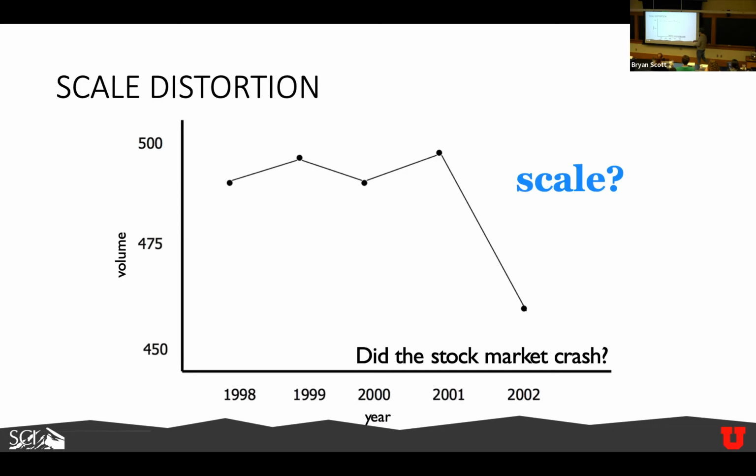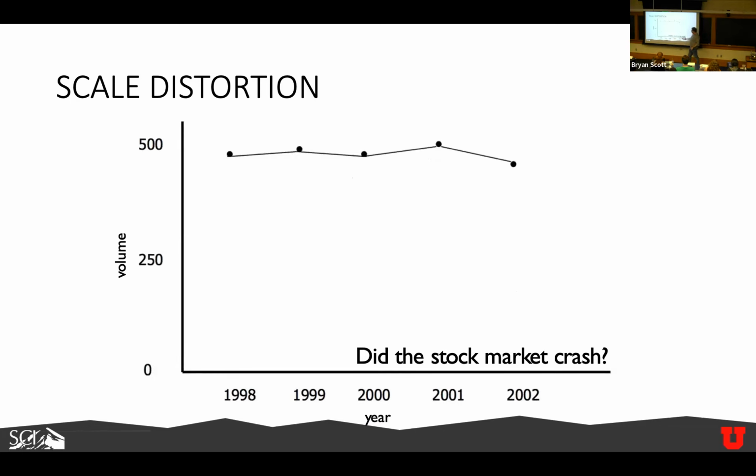So this had a scale that was 450 to 500. The range of the data seems like a completely reasonable scale, but it doesn't give you the full perspective. Start at 0. That just looks like a down day, not like a stock market crash. Okay. So what we lost with the other visualization was the context.